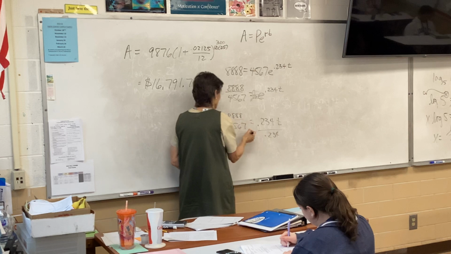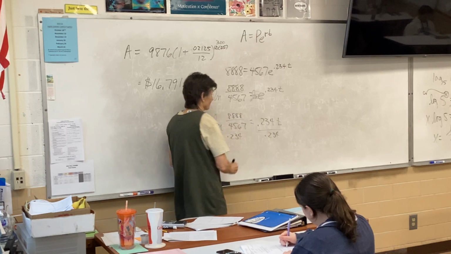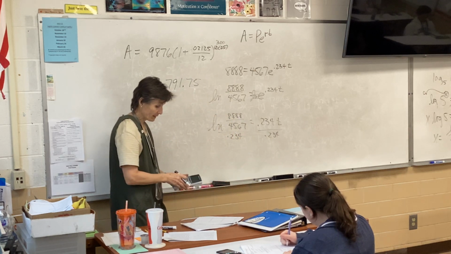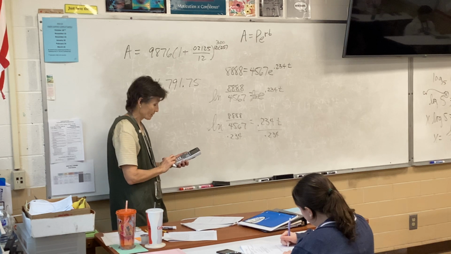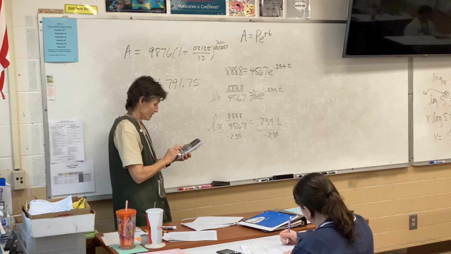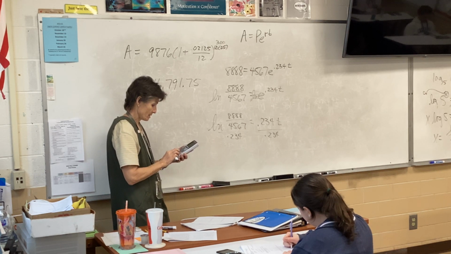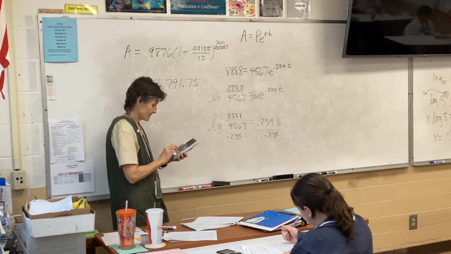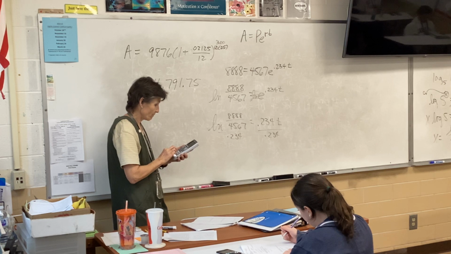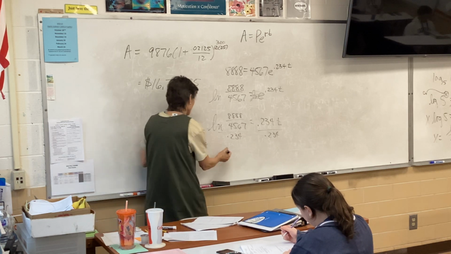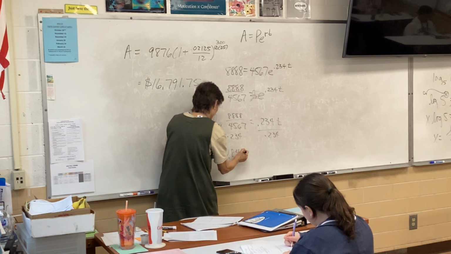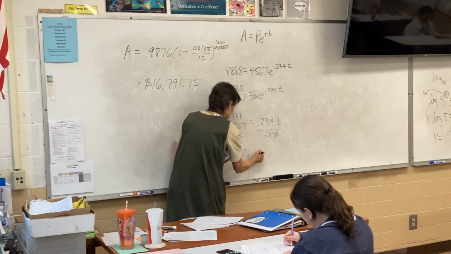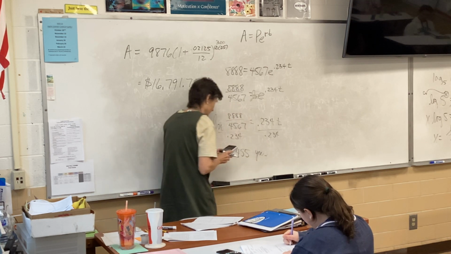And then I'll divide, and this should be my answer. So ln of 8888 divided by 4567, divided by 0.234. Did you get 2.8455 years? Yes.